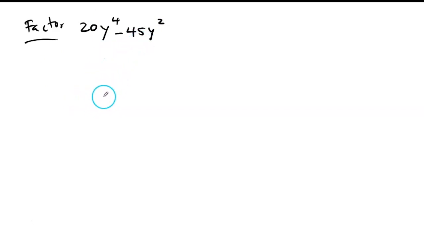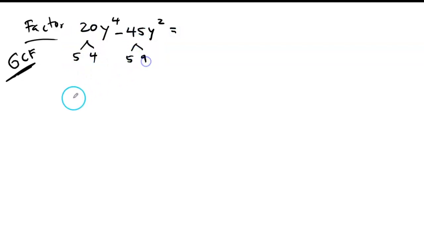What do I do? I have no idea. I see a minus. I see something to the 4th power, so that's a square. This is a square, but 20 is not a perfect square. So remember, I always said, check if you have a greatest common factor. I see that the 20 is 5 times 4. I see that 45 is 5 times 9. So 5 is my common factor.